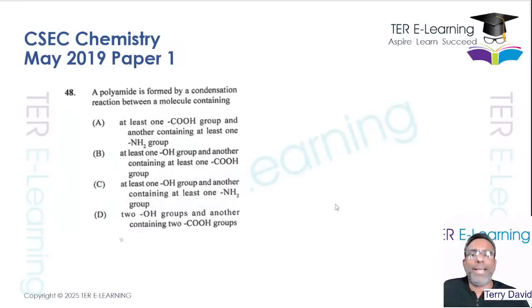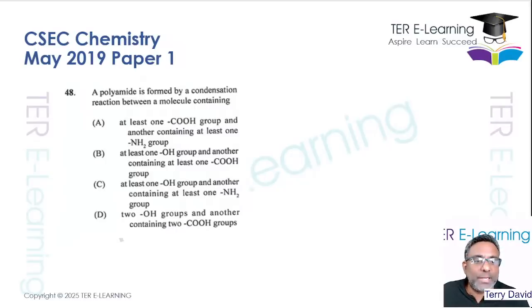Question 48. A polyamide is formed by the condensation reaction between a molecule containing what? Empirical formula is the simplest whole number ratio of the atoms in a compound. That's what empirical formula is. The simplest whole number ratio of the elements that make up a compound.